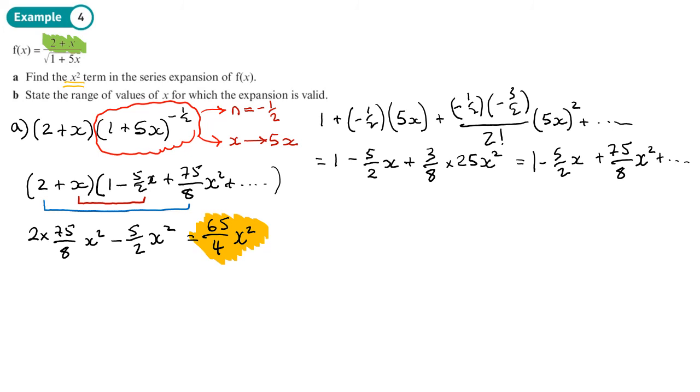What we need to do is look at what we've got in the bracket that we expanded, and that was 5x. Always look back at what you replace x with. That goes in the modulus sign, less than 1. If we divide both sides by 5, the modulus of x is less than 1/5. So x needs to be between plus 1/5 and minus 1/5 for this expansion to be valid, in other words, for this expansion to converge, not diverge.